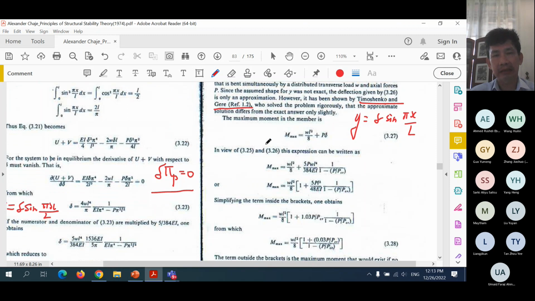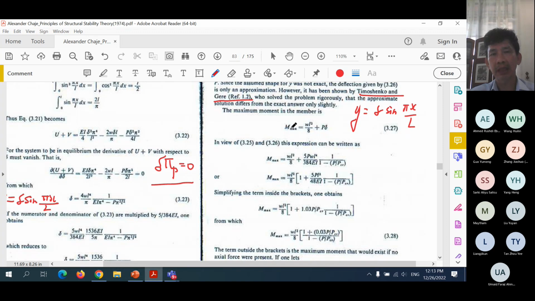After we get the equation for delta, we can get the amplification factor for moment by going through the same process again as in the previous case of the beam column. The maximum bending moment is at the midspan for this uniformly distributed load. So for the maximum bending moment, there are two parts: one is due to this W, and the other is because of P.